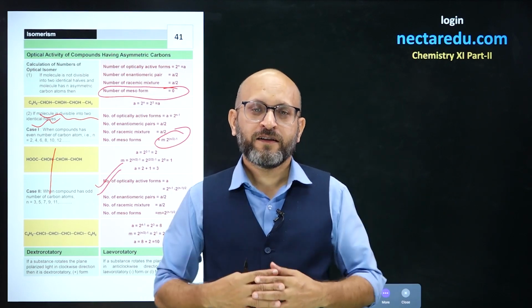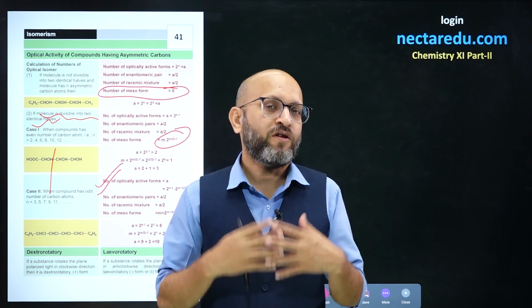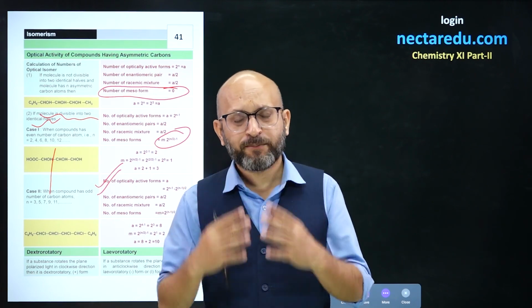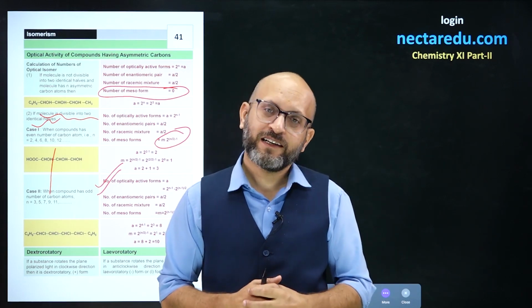So that is what dextro and levorotatory mean, and how you calculate optically active or optically inactive compounds. If you add them up, optically active plus optically inactive compounds, you get the total optical isomers.